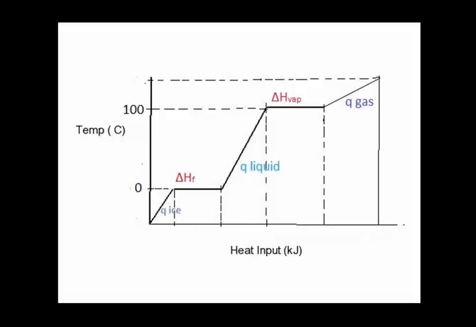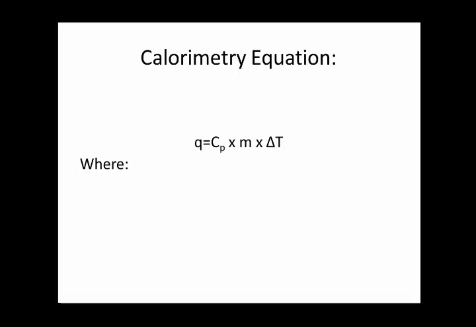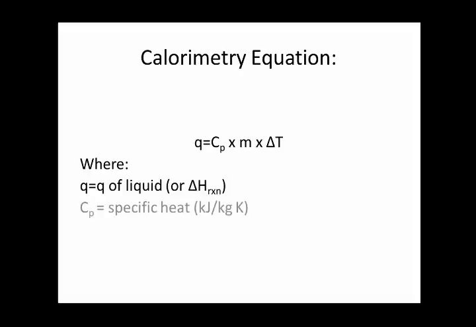Okay, so we're going to go ahead and start with room temperature water, which is equal to 20 degrees Celsius. So at 20 degrees Celsius, I'm in my liquid form. Okay, and we're going to heat it up to its boiling point at 100 degrees Celsius, which means my first step is to look at Q. So we can use our traditional calorimetry equation. Q equals Cp times M times delta T, where Q, in our case, is equal to the Q of liquid, which is also equal to the heat of reaction at constant pressure.